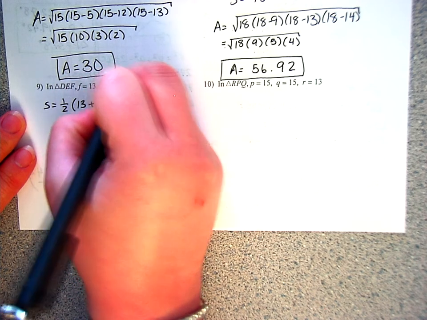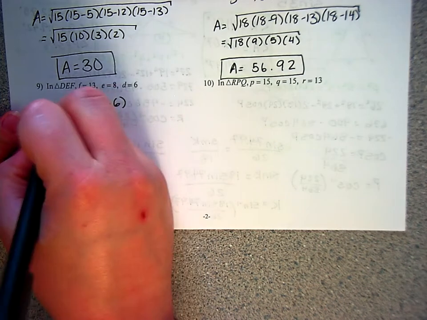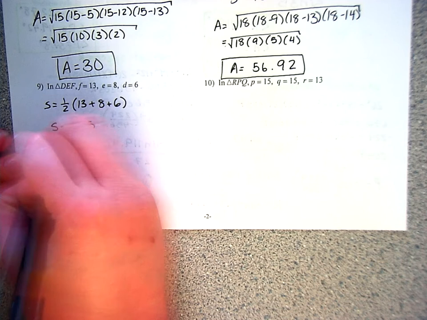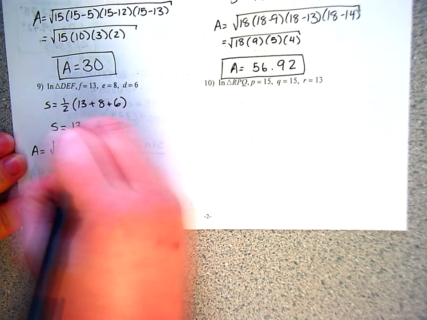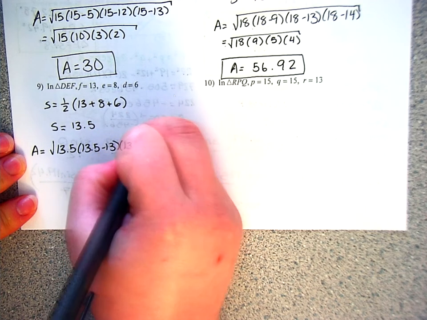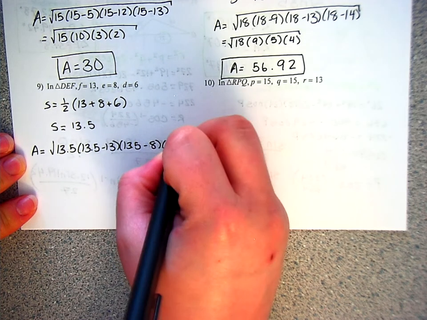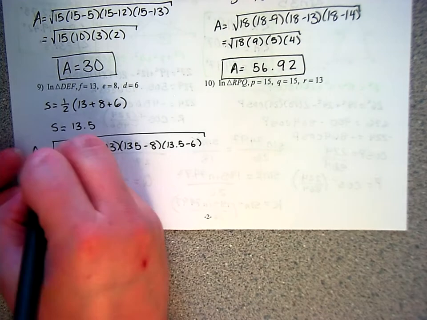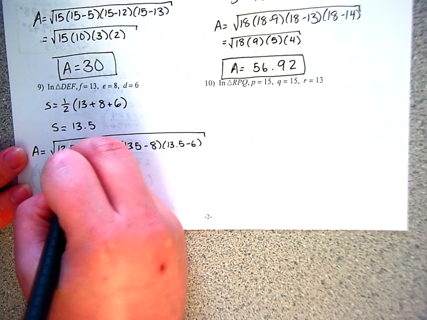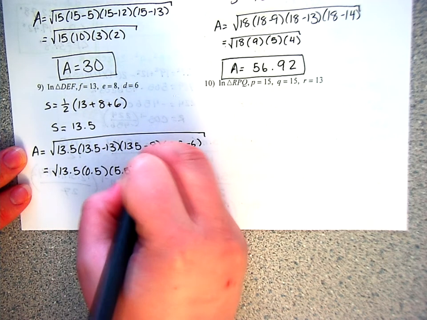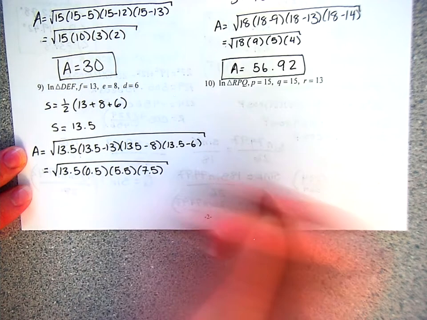So we got a decimal now. It's not as fun, but it's the same setup. So our area is equal to 13.5 times 13.5 minus 13 times 13.5 minus 8 times 13.5 minus 6. I'm going to do the subtraction before I put this in the calculator. So I have 13.5 times 0.5 times 5.5 and then times 7.5. When I plug that all into my calculator, I get that the area is 16.69 when I round to the hundredths place.